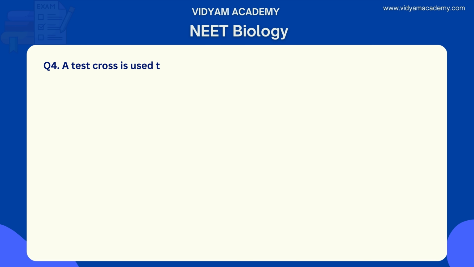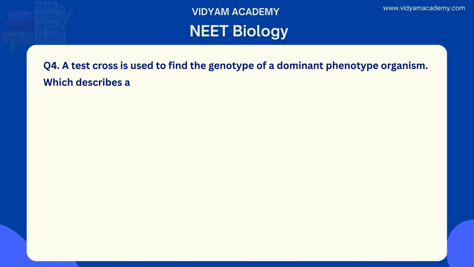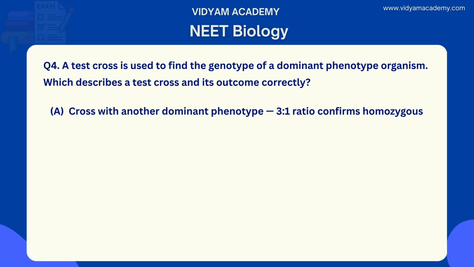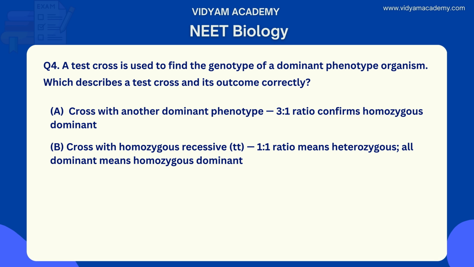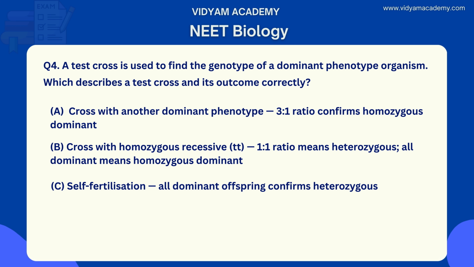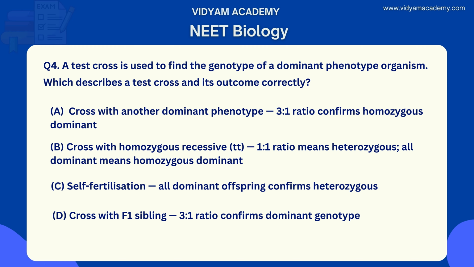Question number 4. A test cross is used to find the genotype of a dominant phenotype organism. Which describes a test cross and its outcome correctly? Option A. Cross with another dominant phenotype, 3:1 ratio confirms homozygous dominant. Option B. Cross with homozygous recessive, 1:1 ratio means heterozygous, all dominant means homozygous dominant. Option C. Self-fertilization, all dominant offspring confirms heterozygous. Option D. Cross with F1 sibling, 3:1 ratio confirms dominant genotype.